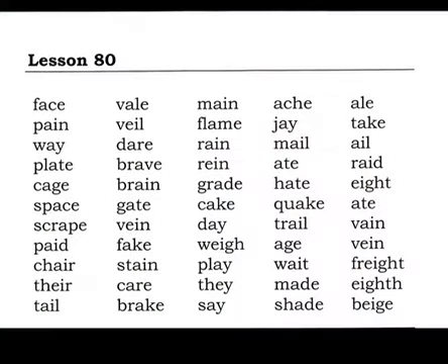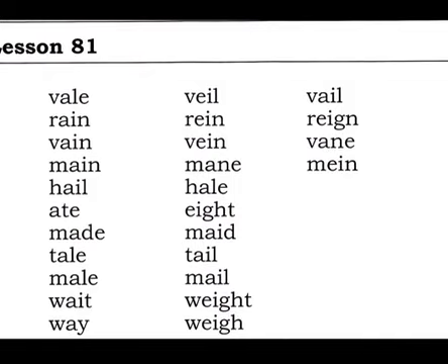Now we go on to lesson 80, in which we review all of the long A spellings: face, brain, cake, trail, vein, freight, eighth, etc. And in lesson 81, I show you how you have three different meanings for words that sound alike. Rain, rein, and reign, for example.